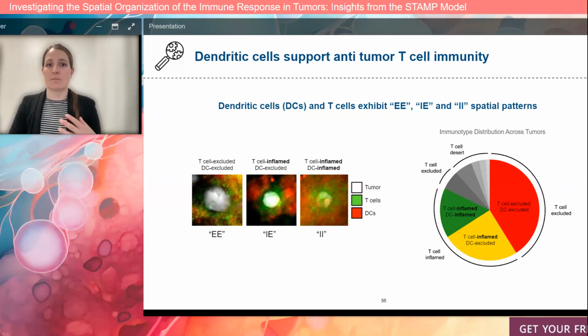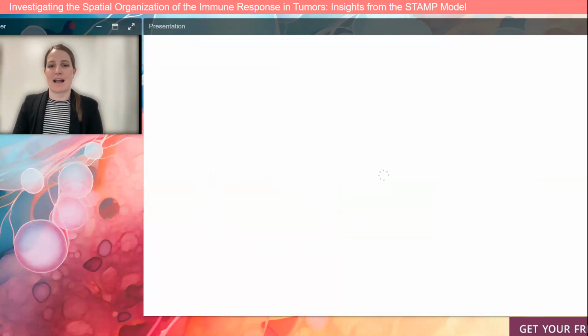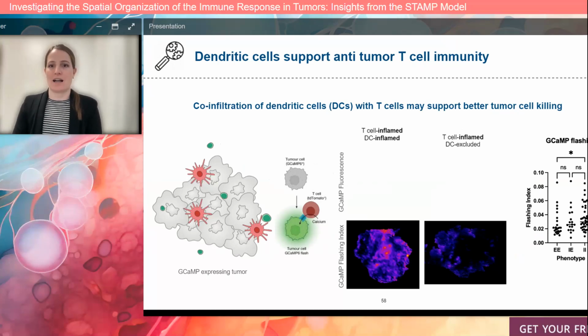When we then looked more deeply into the survival of these tumors, we saw that that population of T cell inflamed tumors could be split by this additional layer of categorizing the dendritic cell immunotype, and having co-infiltration of both cell types together led to better tumor rejection. And using our calcium flashing model, we saw that there were higher rates of tumor cell killing by T cells, shown as these foci of high GCaMP standard deviation. And that's quantified here, showing that our co-infiltrated tumors had the highest rate of tumor cell killing.